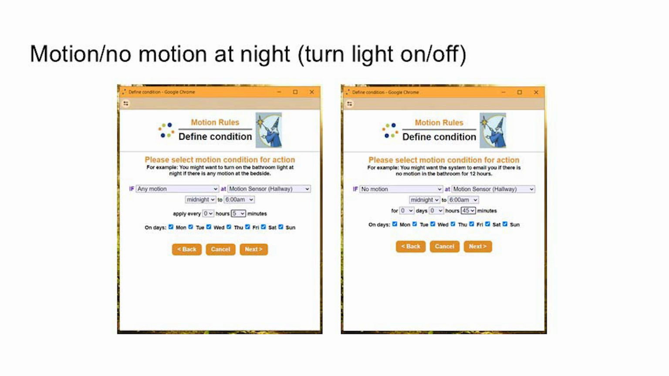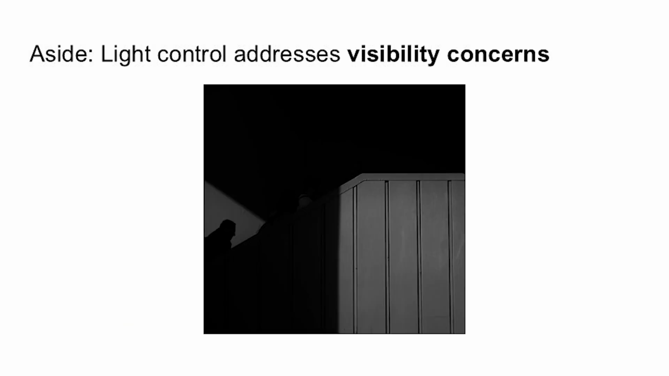So it would be a dual rule: one to turn it on at night and then another to turn it off after that person is presumably gone back to bed. And so here, now that we've mentioned turning lights on and off, let's talk about light control as an aside, and that this light control is meant to address concerns that we may have with members' visibility.